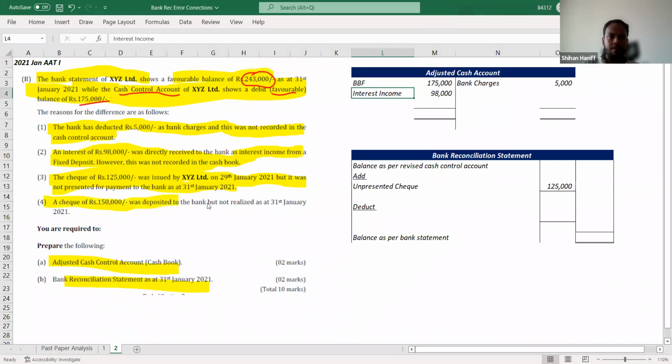A check of 150 was deposited to the bank, but not realized. Unrealized checks we have to deduct. That's all. So let's calculate.